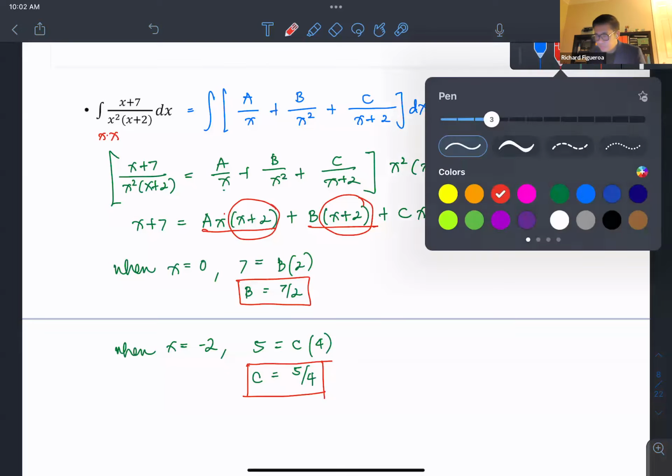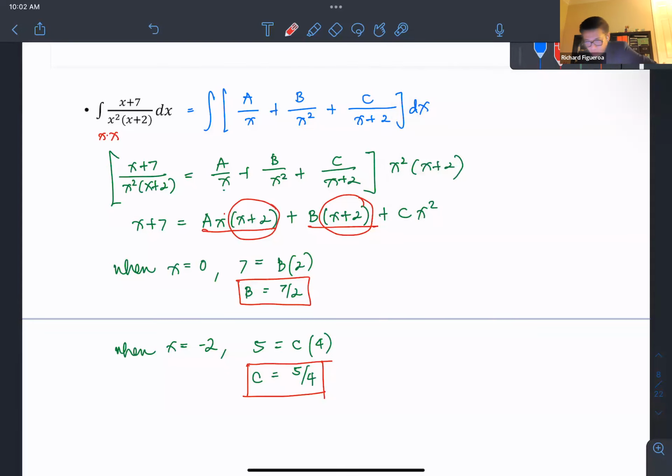But then, I can no longer find the value of a. Diba? Pero sabi natin, we have another method, which is by the equating of coefficients. So we can do that one. As I remember, this is the same as x plus 7 is equal to, so I'll distribute ax to x plus 2. That would make it ax squared plus 2ax. The other one is plus bx plus 2b plus cx squared.